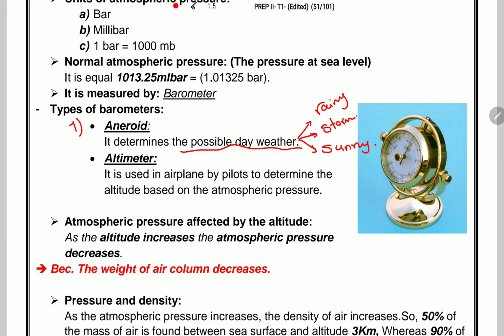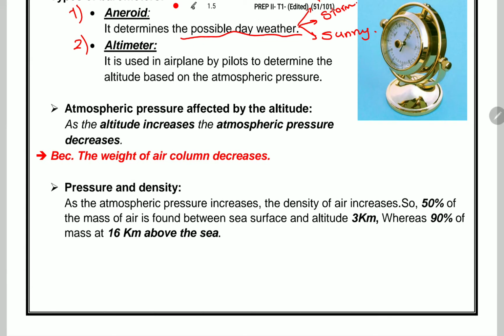The second one is called an altimeter. This device is used by pilots to determine the altitude based on the atmospheric pressure. It's used in airplanes to let the pilot know at which altitude the plane is flying.